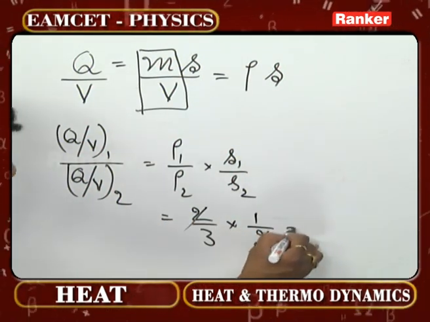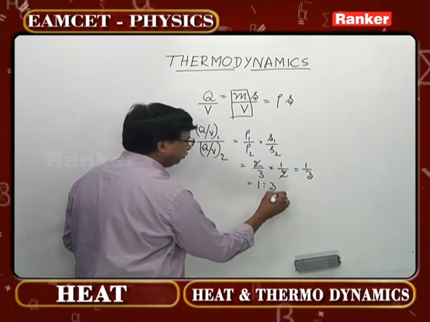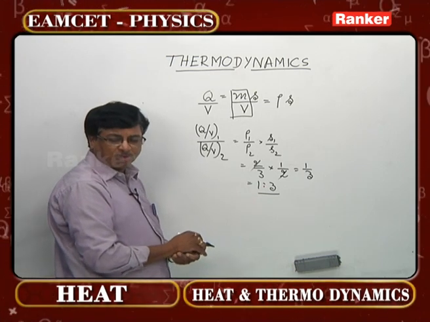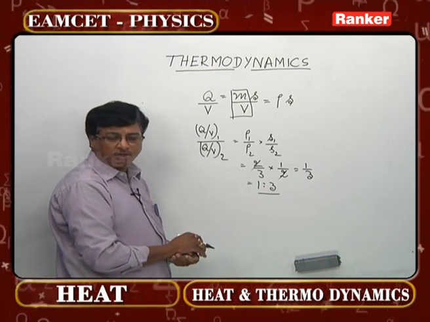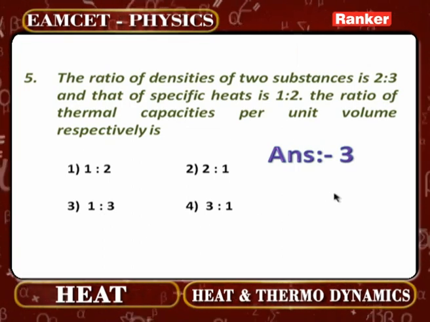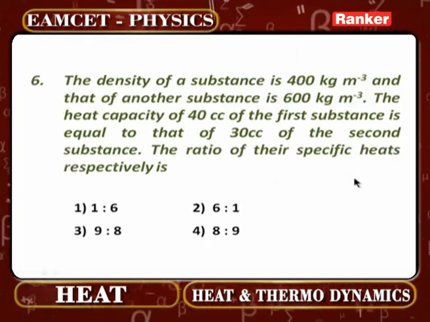2 getting cancelled, 1 by 3 will be left. That means what is the correct ratio here? 1:3. Look at option number 3. It is exactly 1:3. We have also got the same value over here. That is question number 5. Look at the next one, that is problem number 6.